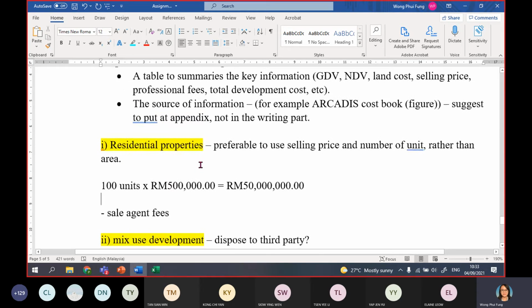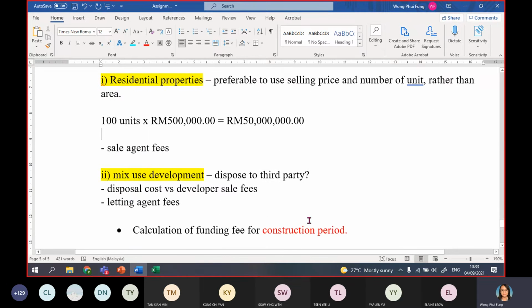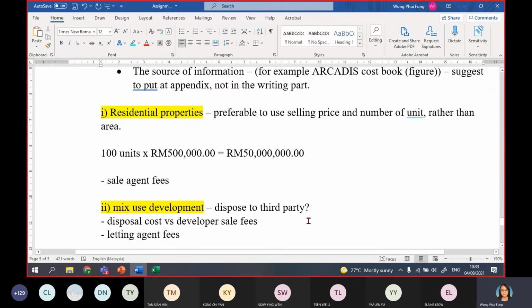And if you have a residential property, for the agent fee you don't write letting agent, you write sales agent fee. The agent fee will be based on the selling price, for example. Try to avoid the wrong terms. The letting agent fee is for mixed use development, commercial buildings. If you have mixed use, residential versus commercial, then you should have two agent fees, sales agent and letting agent. That will be better.